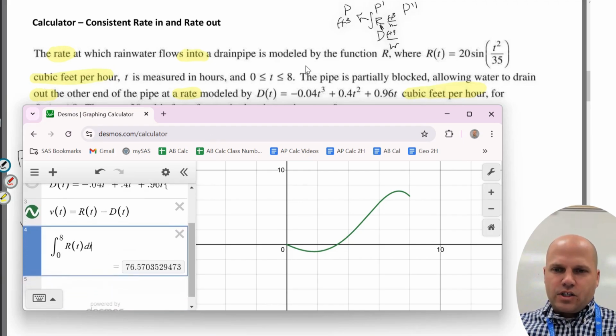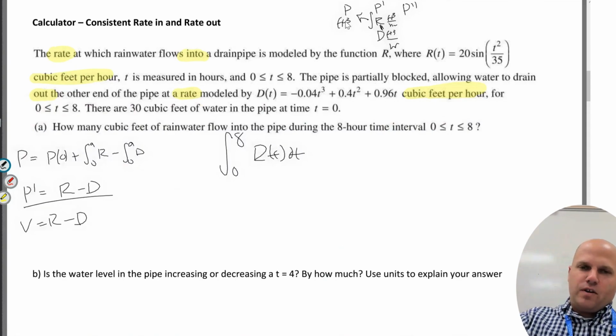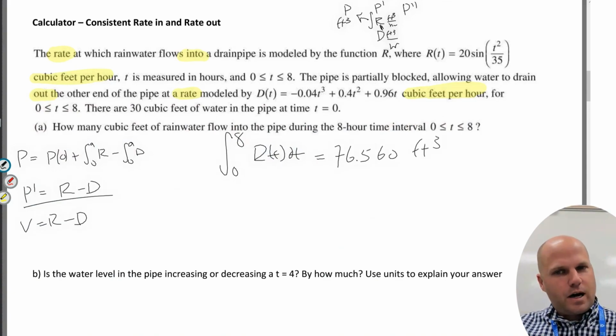Okay, so this is 76.570. I accumulated R to get cubic feet. This is cubic feet. It's not cubic feet per hour. That would be R of 8.